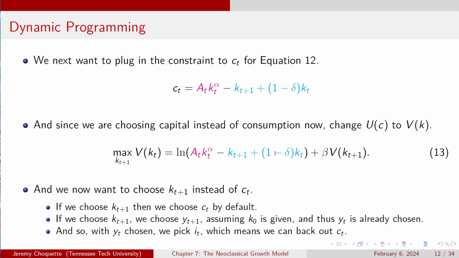So if you look at the investment stuff, this is already chosen. This is chosen. This is the only guy I can affect. But when I affect this, I affect tomorrow's output, and I also decide how I want to consume today, so I can back everything out. So YT was chosen yesterday, but by choosing KT plus 1 today, I choose investment today. So with YT output and investment chosen, I can back out what consumption is.